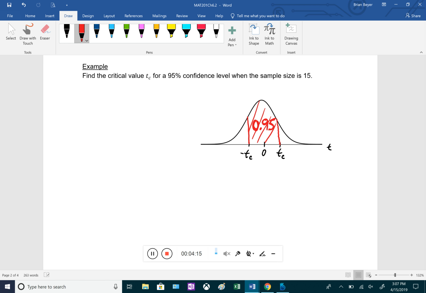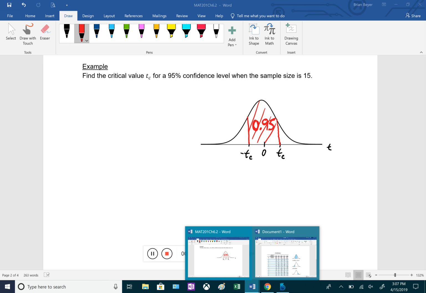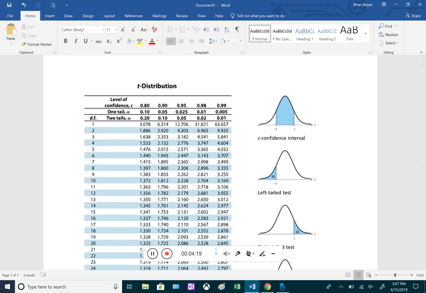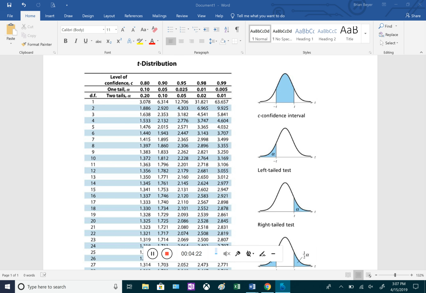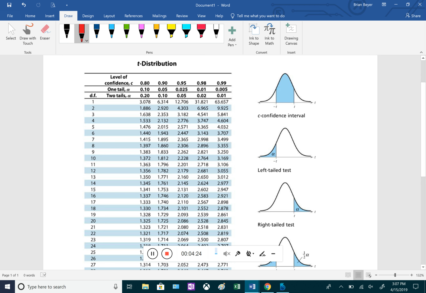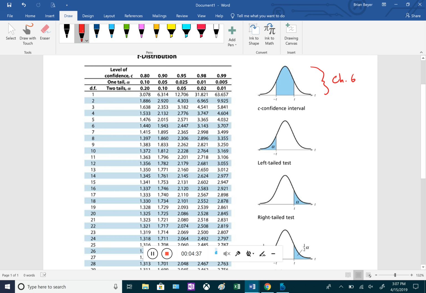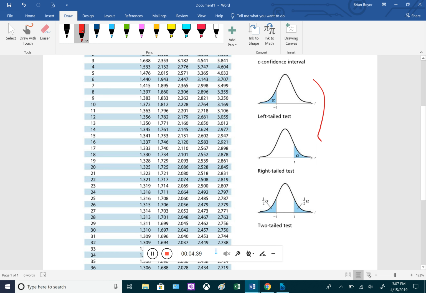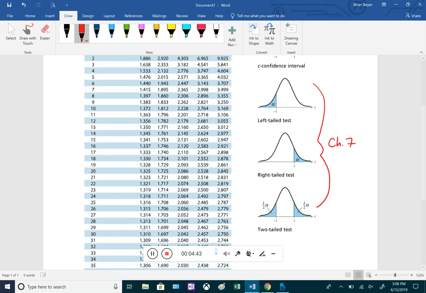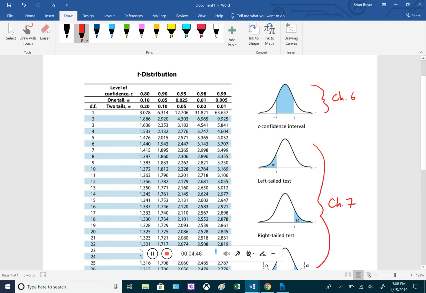But now when we look at this t-table, so here is the t-table. The diagram over here on the right is chapter 6 stuff for today, which we'll be doing in a second. So you can see how it's set up the same way as I just set it up. The stuff down here is going to be chapter 7, so we'll come back to that at a later date.